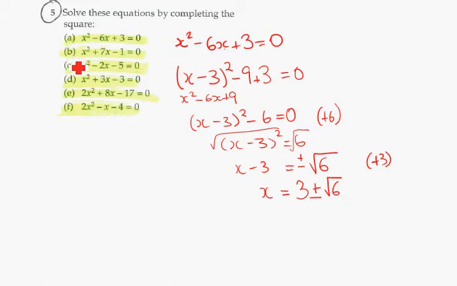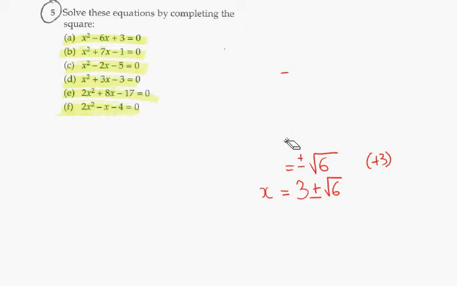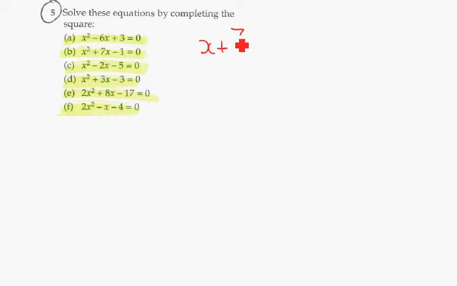Right, perhaps we'll try a harder one like b, which is going to need us to halve the 7. So we'll erase that one we've just done. And I can see for b, it's come from an x plus, and we'll write it as 7 over 2. So it's come from x plus 7 over 2 all squared.